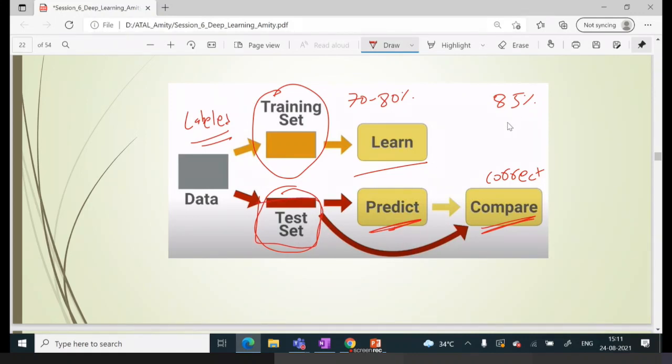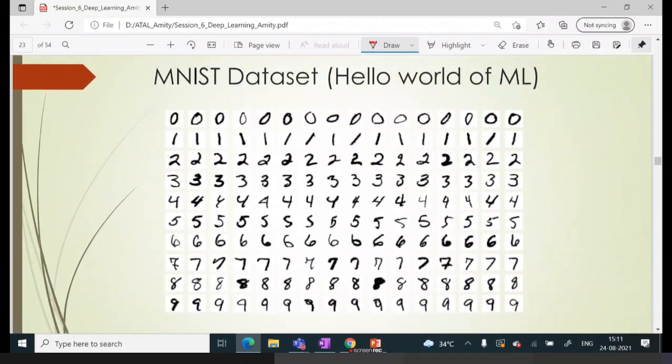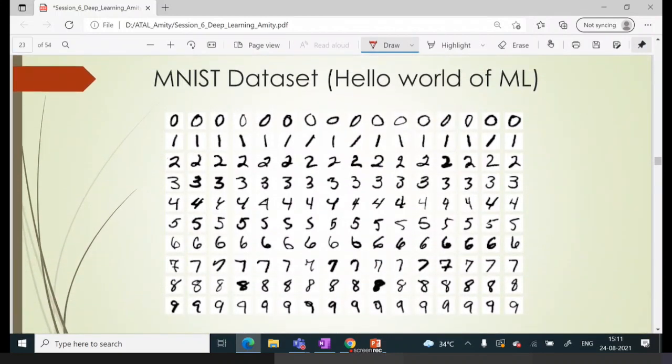So if your accuracy is around 85% with respect to training, then generally you will get an accuracy of around 80 to 82% in testing. Generally, testing accuracy will be less than the training accuracy. Okay? So now we are ready to talk about the MNIST dataset.